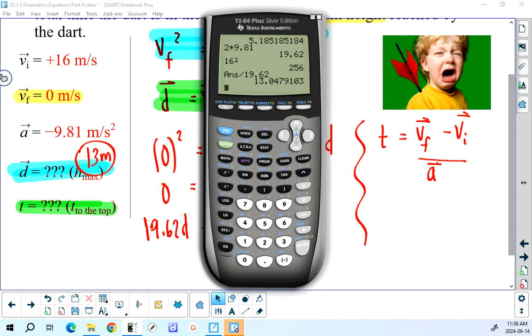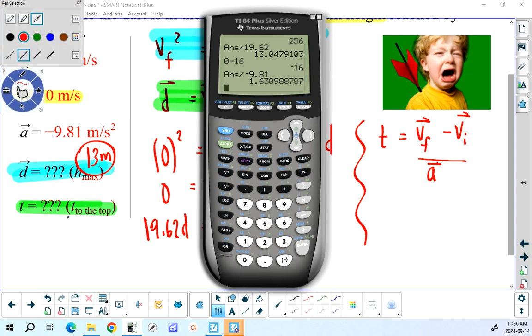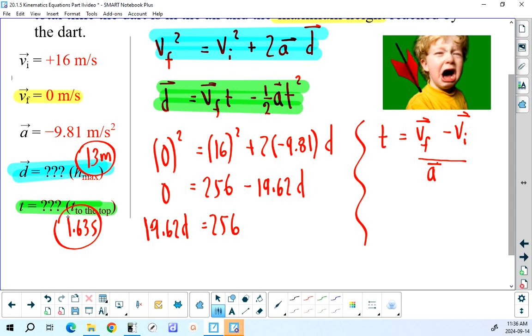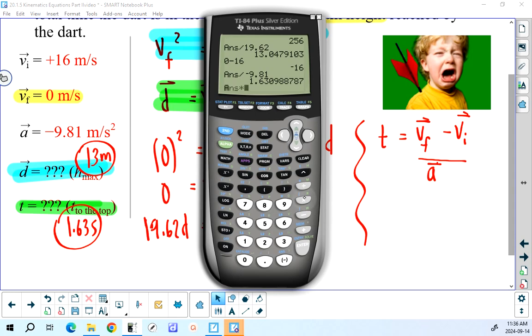I need to take VF minus VI, which will give us negative 16, but just to demonstrate that to you, 0 minus 16 gives us negative 16. I need to divide by negative 9.81, and I'm getting about 1.63 seconds. So the time to the top is 1.63 seconds, but what I need to do is double that time to get the answer. So it'd be about 3.2 seconds.